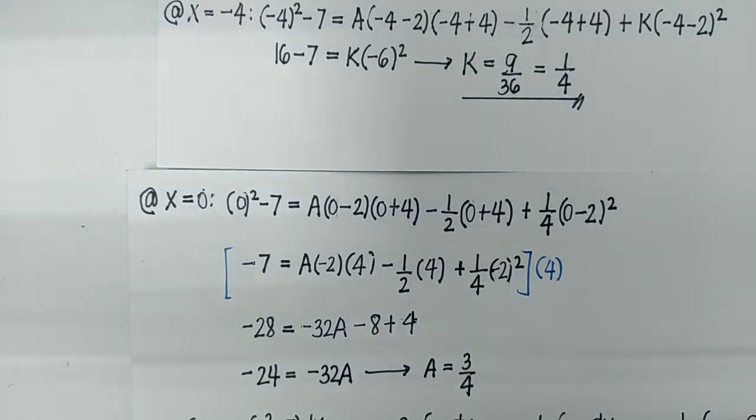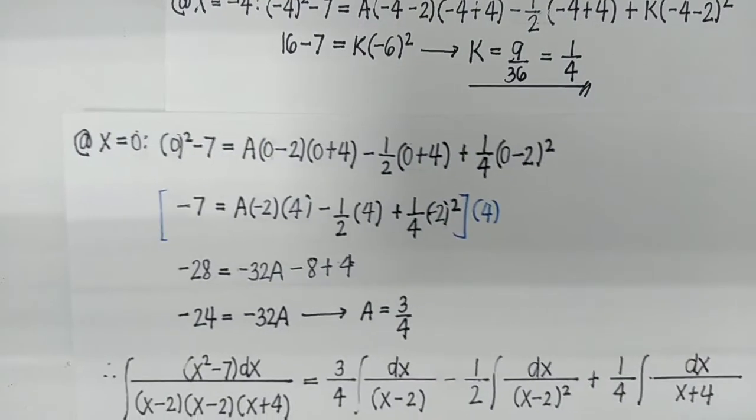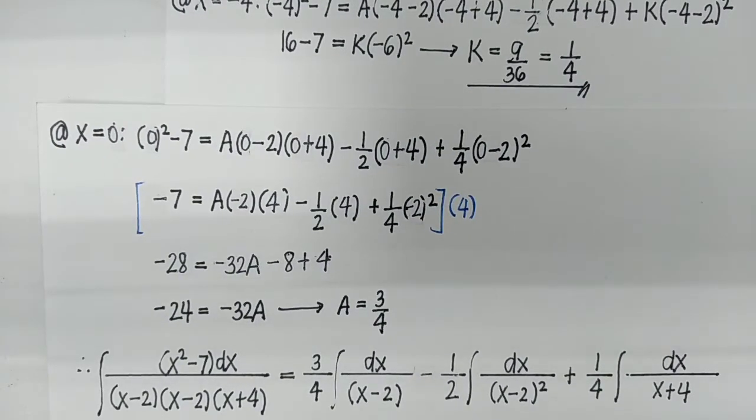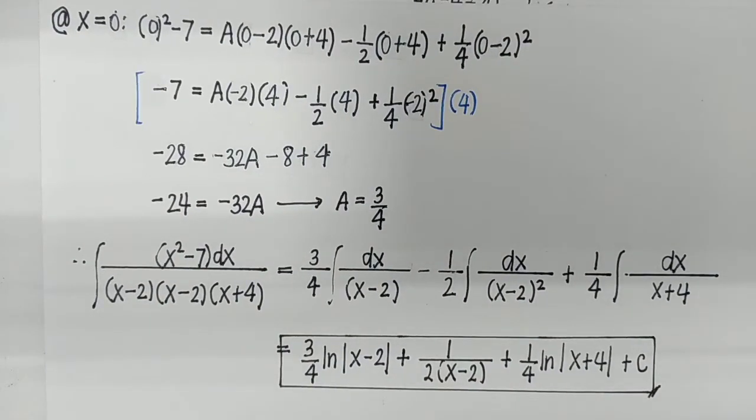Now that all the values of our constants are computed for a, b, and k, we can now integrate our partial fractions as follows. So with these three partial fractions, which are easier to deal with, our integral is now equal to the following.